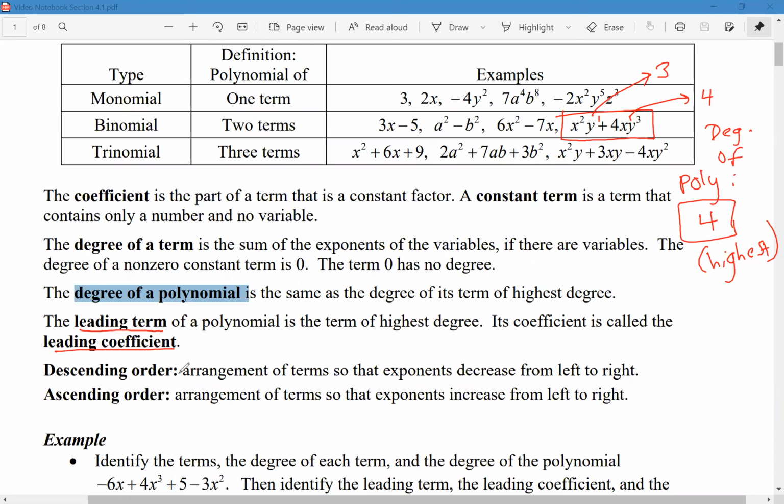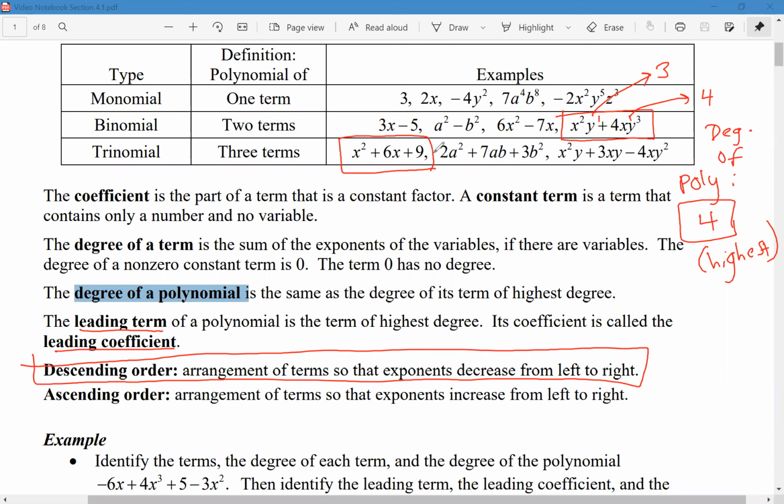Okay, then we have descending order and ascending order. Descending order is the one that you'll want to know best. Descending means going down. So from highest to lowest. So arrangement of terms so that exponents decrease from left to right. An example of that would be right here, the x squared plus 6x plus 9. That is currently in descending order. We have the highest exponent first, or the highest degree first, and then the lowest degree last. That's a very common way to write our polynomials.